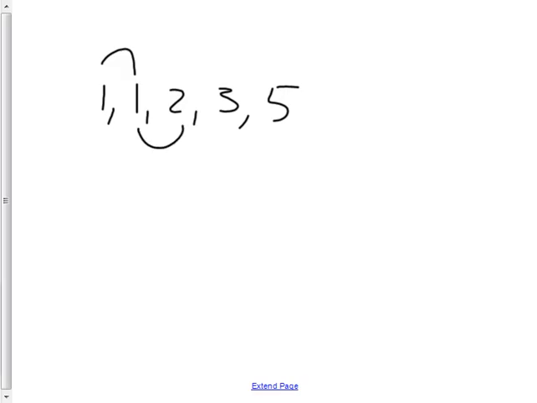Add these two together to get the next one. 1 plus 2 makes 3. 2 plus 3 makes 5. 5 plus 3 makes what's the next one? 8, etc. I want you to go on until you've got 10 terms. Write these down, all the first 10.